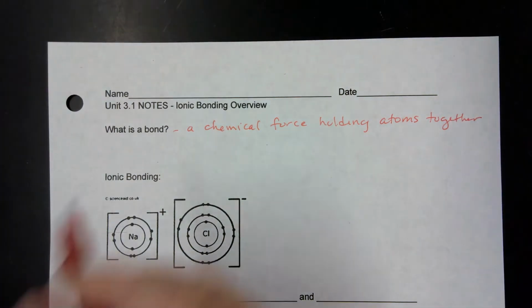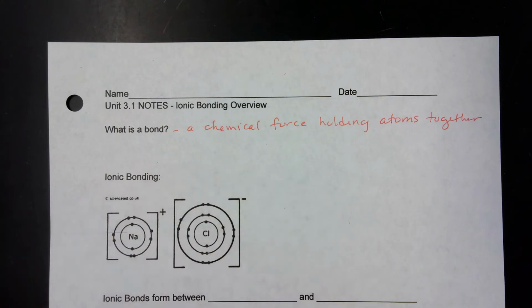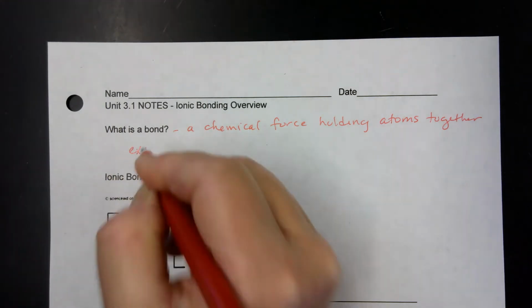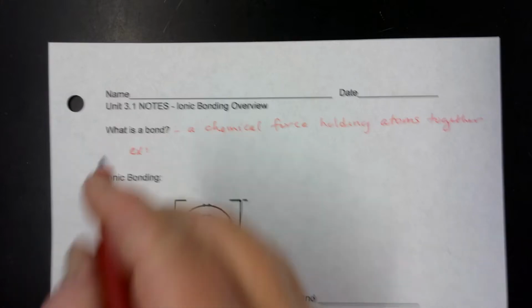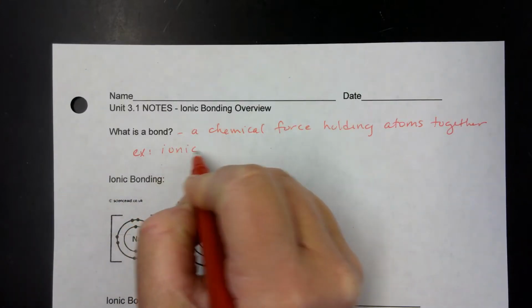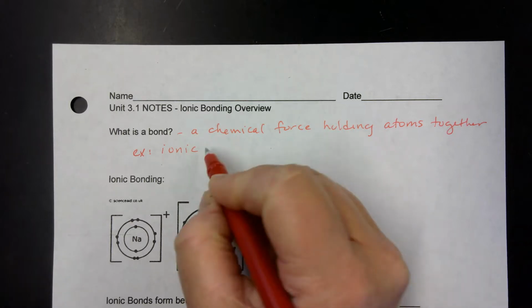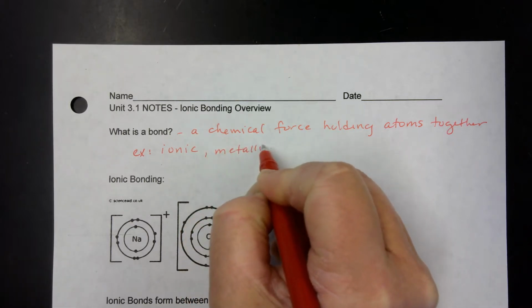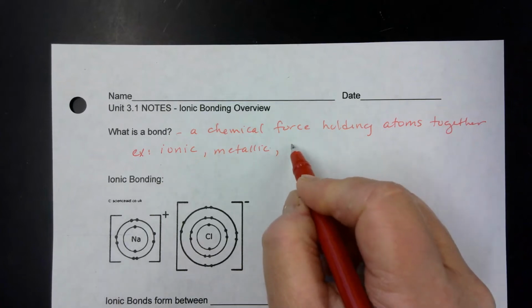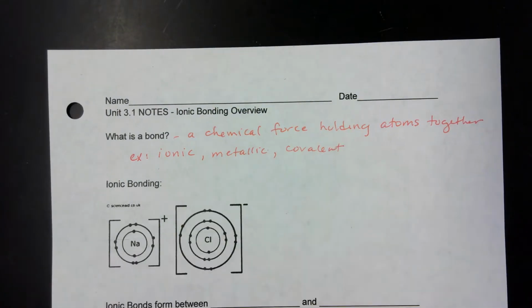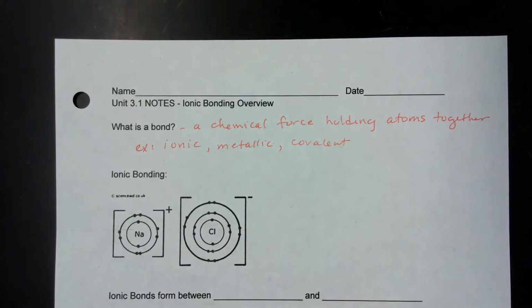This chemical force can happen in a variety of ways, and we're going to explore each one of these in the next 2 units. This unit we're going to focus on ionic bonding and metallic bonding, and in the next unit we'll be focusing on covalent bonding. It all depends on electrons and the atoms that are participating in the bonding experience, and how strong each one of those atoms is holding on to its electrons.